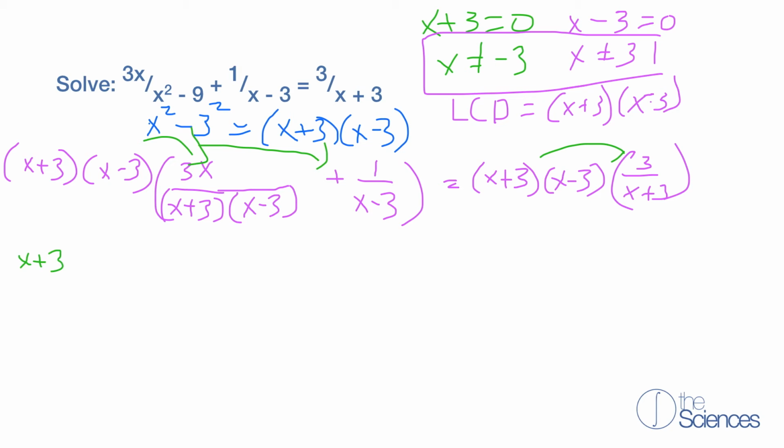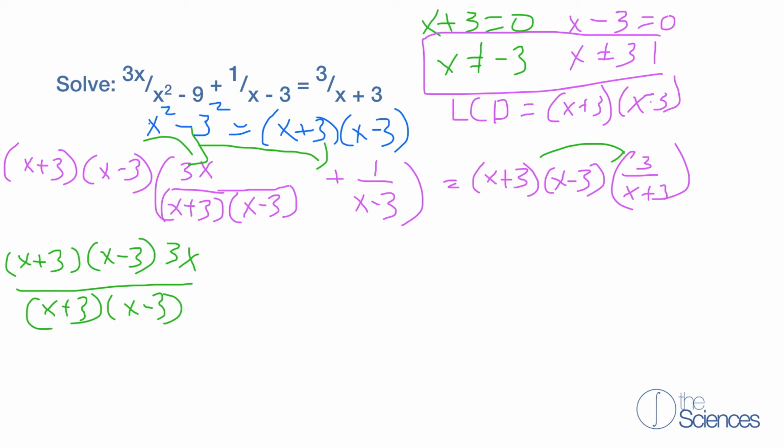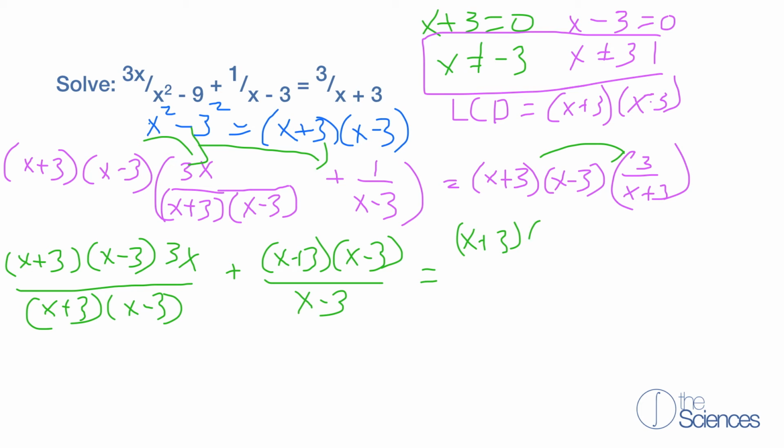x plus 3 times x minus 3 times 3x over x plus 3 times x minus 3, plus x plus 3 times x minus 3 over x minus 3, equals x plus 3 times x minus 3 times 3 over x plus 3.